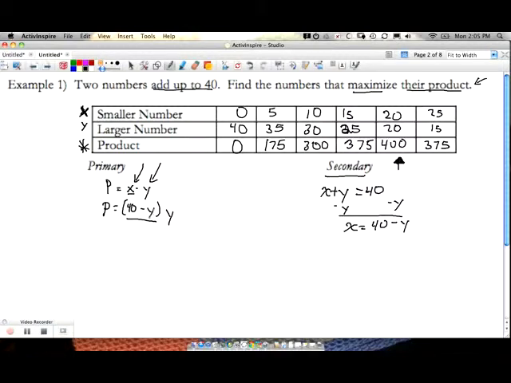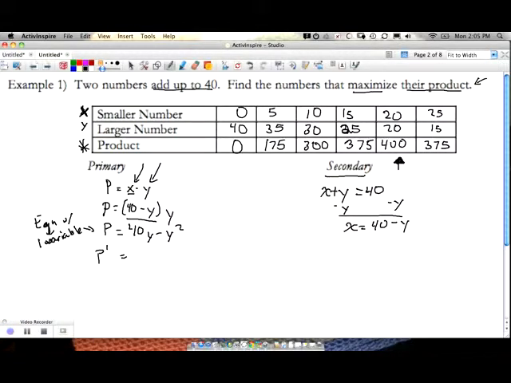So we have 40 minus y. Now if I were to do some algebra and simplify this, I'd get 40y minus y squared equals p, our product. So that's what I want to maximize. Let's go ahead and take the derivative because that's kind of our next step. Now that we have an equation with one variable, we are ready.